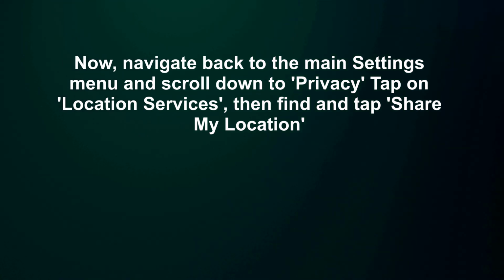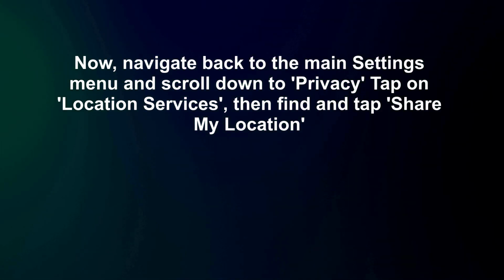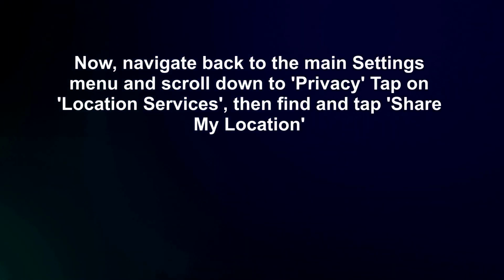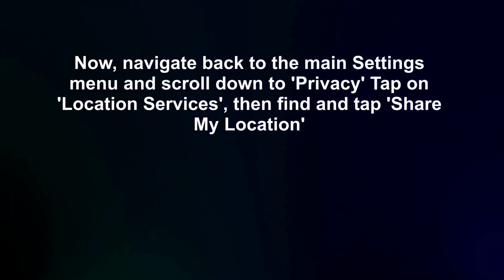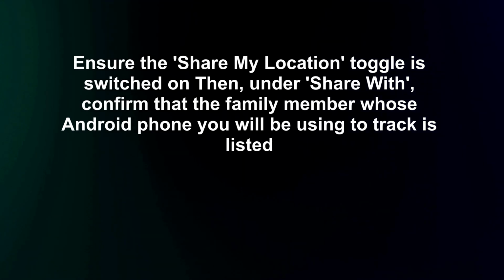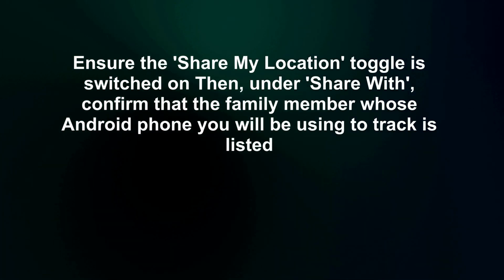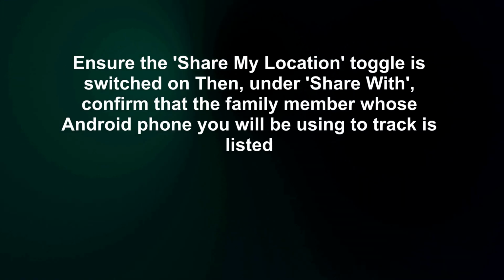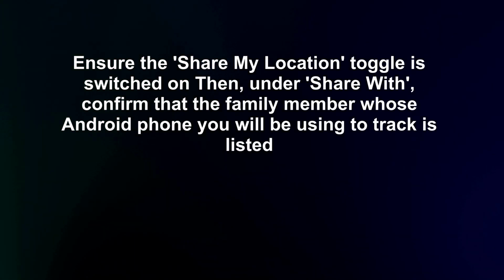Now, navigate back to the main settings menu and scroll down to Privacy. Tap on Location Services, then find and tap Share My Location. Ensure the Share My Location toggle is switched on. Then, under Share With, confirm that the family member whose Android phone you will be using to track is listed.